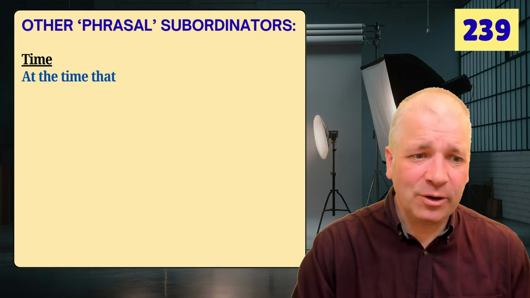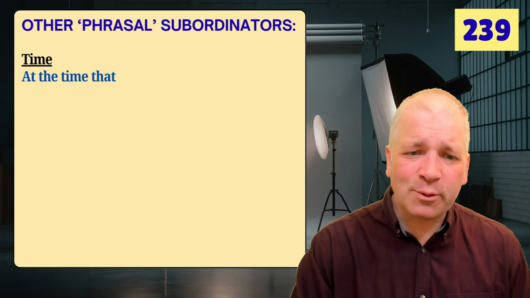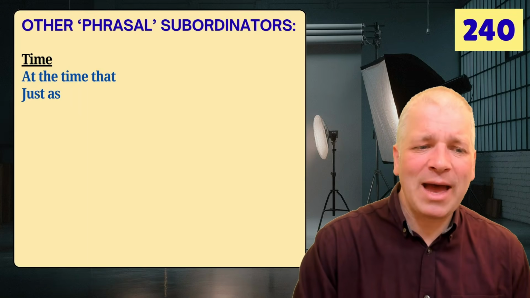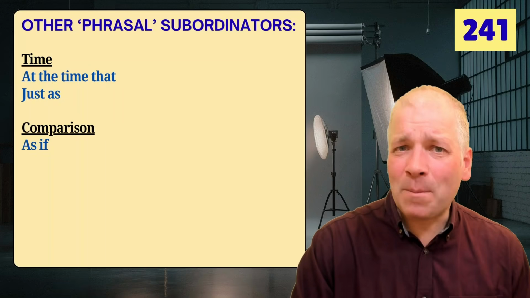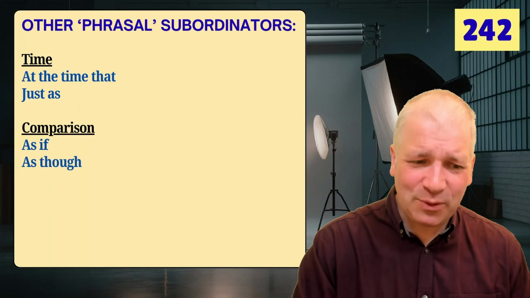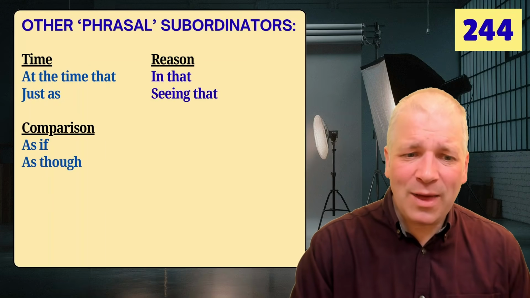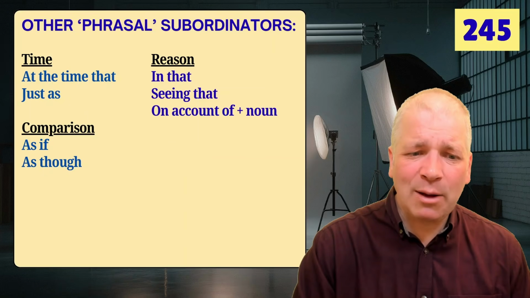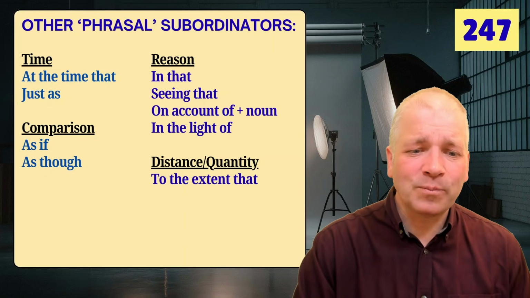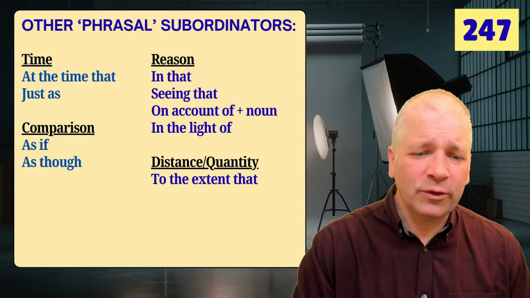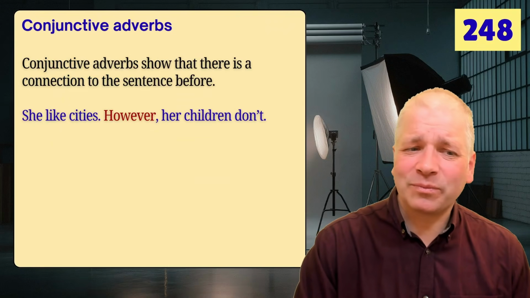But here's a selection. For time, phrasal subordinators are at the time that, just as. For comparison, as if, as though. For reason, in that, seeing that, on account of, in the light of. And for distance and quantity, to the extent that.